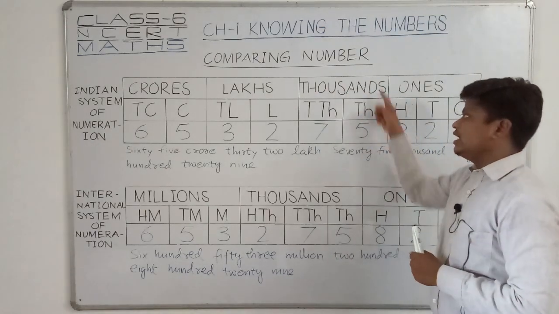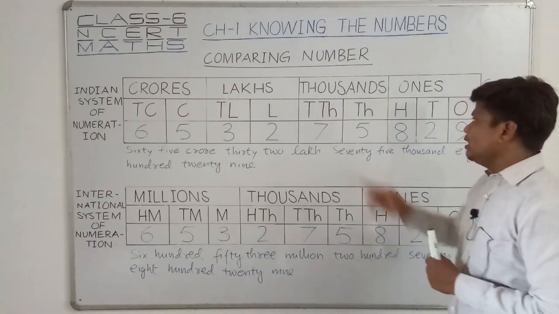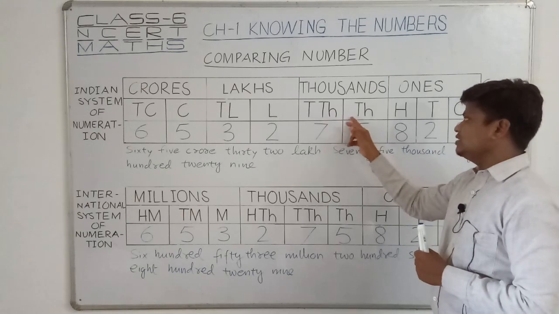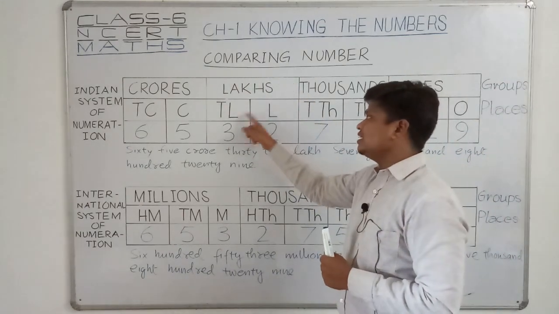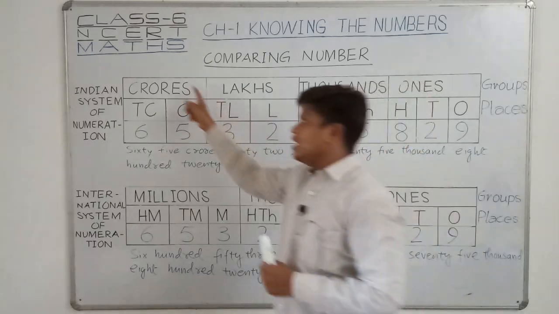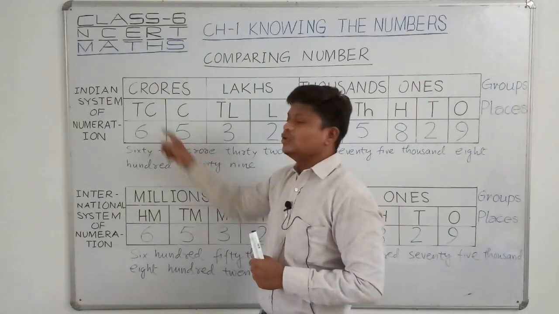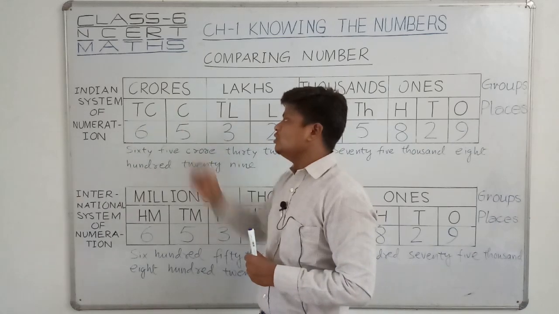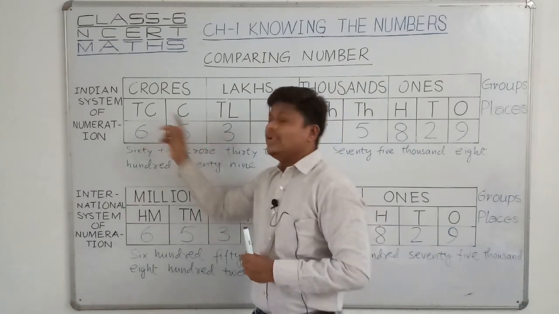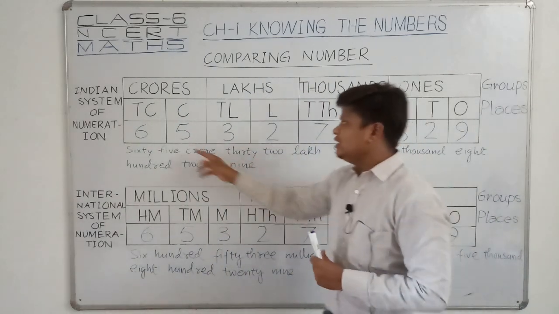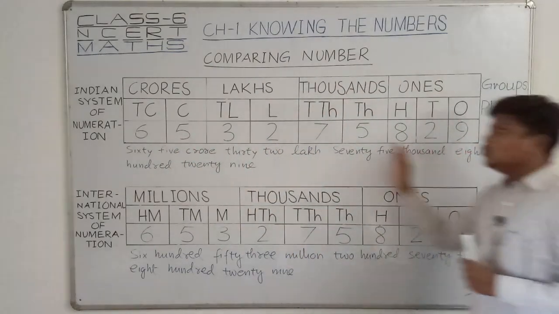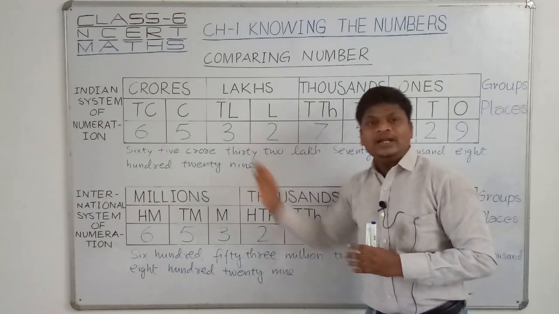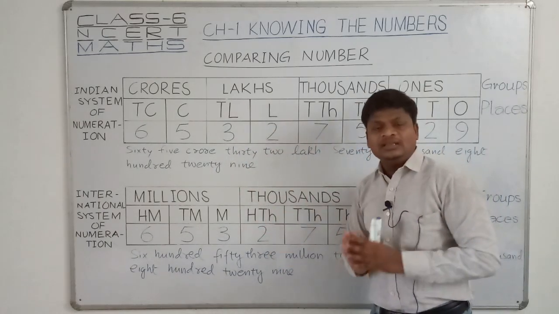And this is the second group, the thousands group, where we can see 2 places, 1000 and 10,000. In the lakhs group we can see 2 places, lakh and 10 lakh, and in the last group, the group of crores, there are also 2 places, crore and 10 crore. So we have 6, 5, 3, 2, 7, 5, 8, 2, 9. How to read this number and how to write it, we will learn in this system.